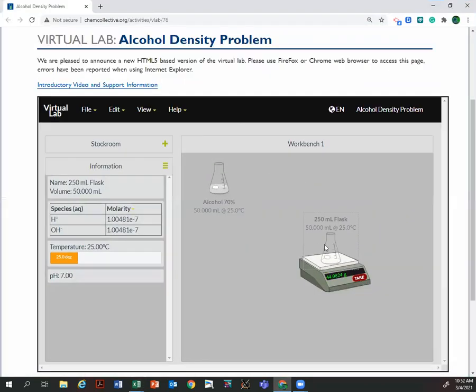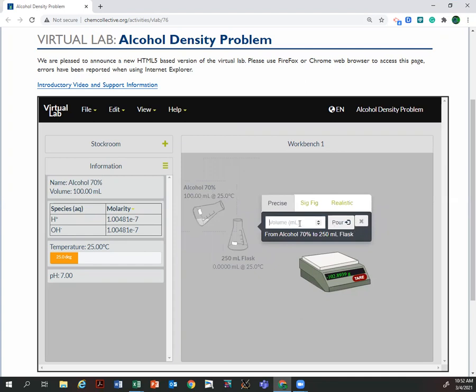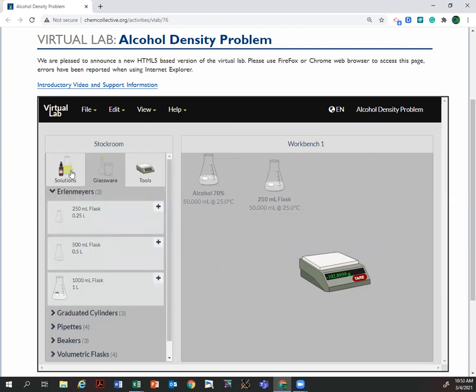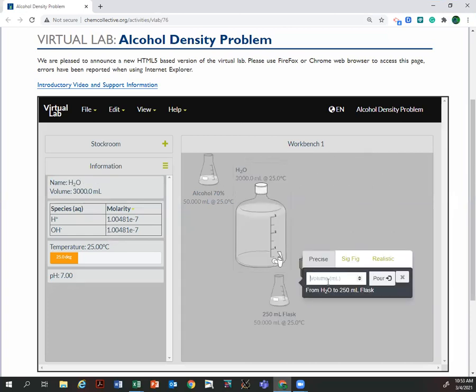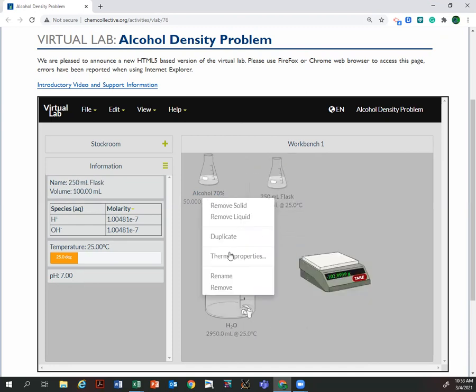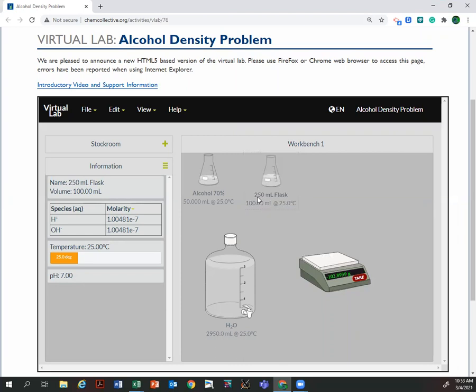So what I can do now is prepare a new solution. Let's put this back here. I'm going to prepare a new solution by adding 50 milliliters of the 70% solution, and then I'm going to add water to make a total volume of 100. So I'm diluting by half. My new solution is named alcohol 35%. And then let's get rid of this one.